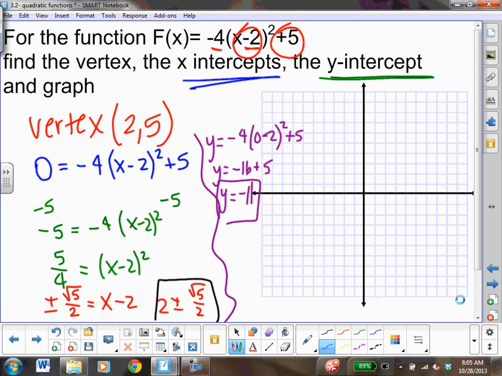Alright, so now that I found everything that it asked me to, I'm going to go ahead and graph it. Now I know that I shift forward 2 and up 5, but remember, first we want to focus on our parent function and take care of our stretches. So every y gets multiplied by negative 4, so that means the parabola is going to flip upside down. It's going to become a lot skinnier. And so that parabola will get shifted forward 2 and up 5.